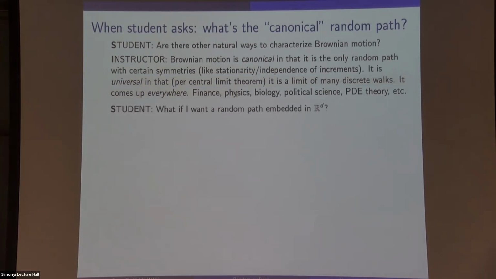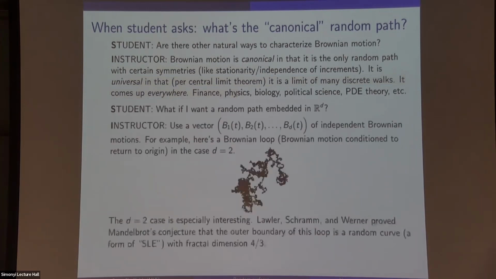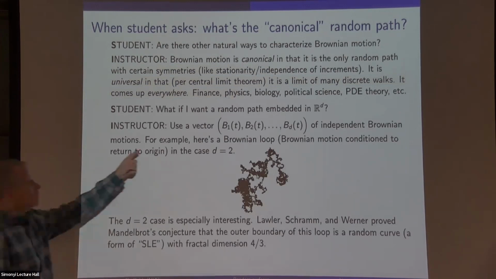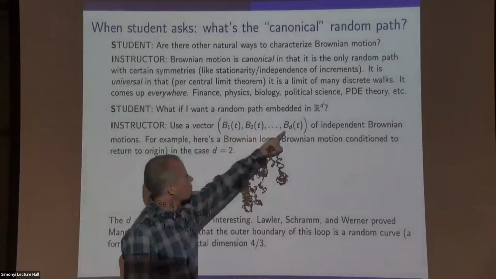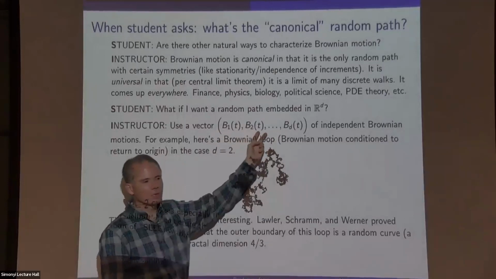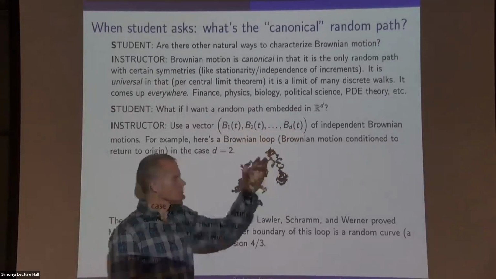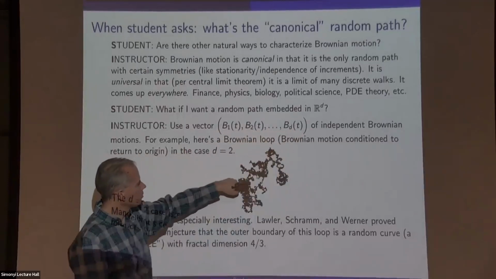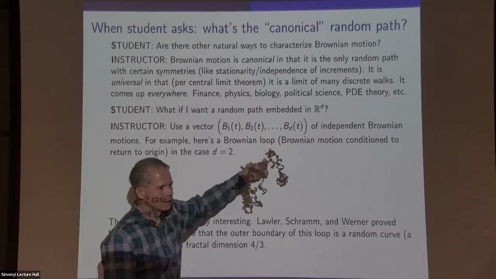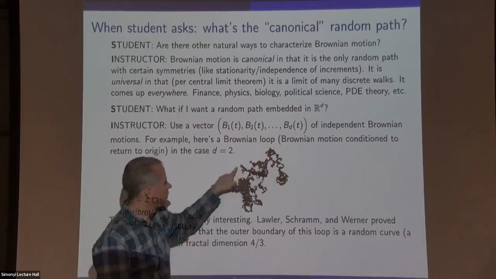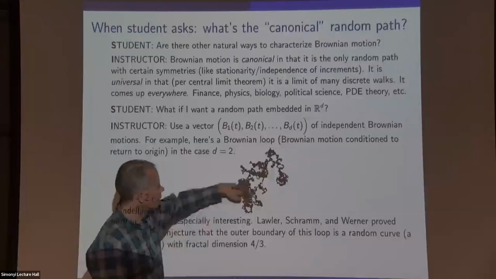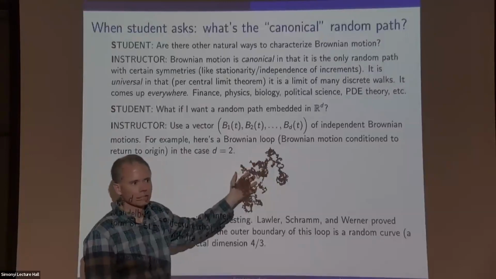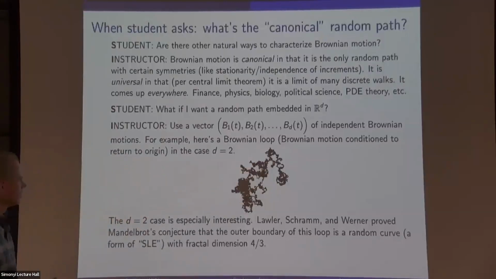And if you want a random path embedded in R^d, you could just say, well, take a vector B_1 through B_d where each of these is an independent one-dimensional Brownian motion. And so, for example, here's two dimensions. This is a Brownian motion run for a fixed time, and I condition it to come back to where it started at the end. So it made a Brownian loop. And this is what these things look like.